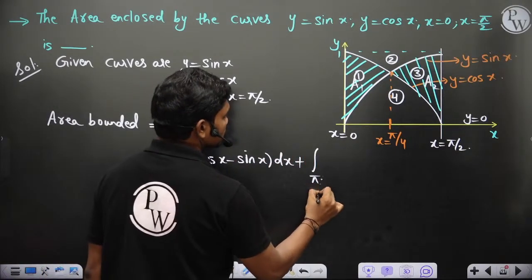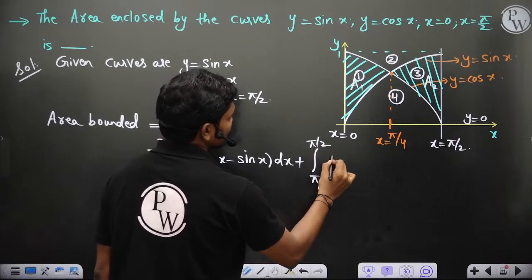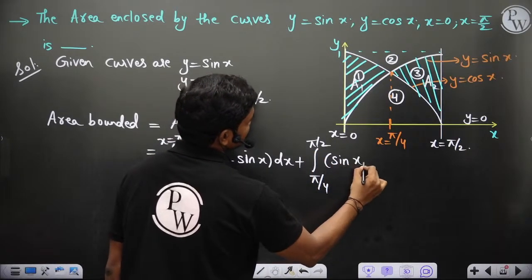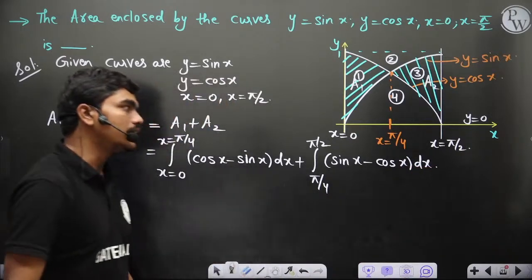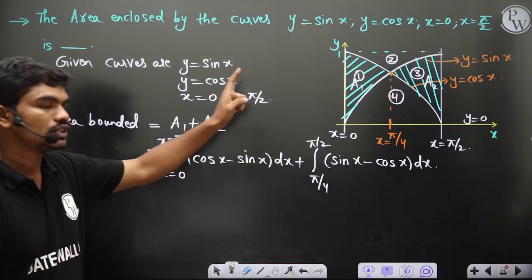now from pi by 4 to pi by 2, what's happening? Pi by 4 to pi by 2, sin x minus cos x dx. This is what you have, of course. So this integration gives you that area.